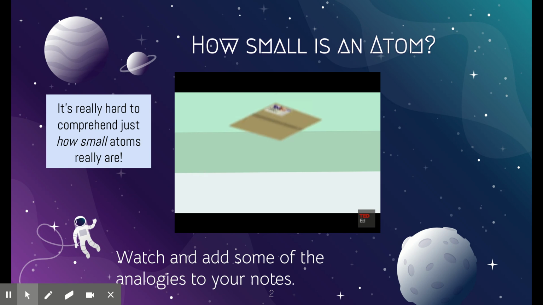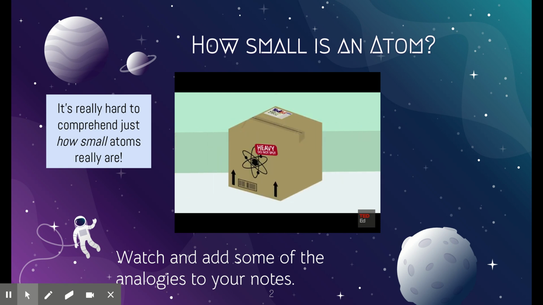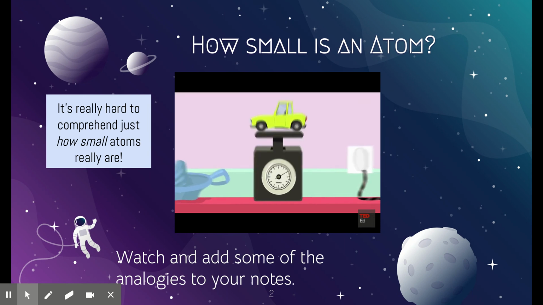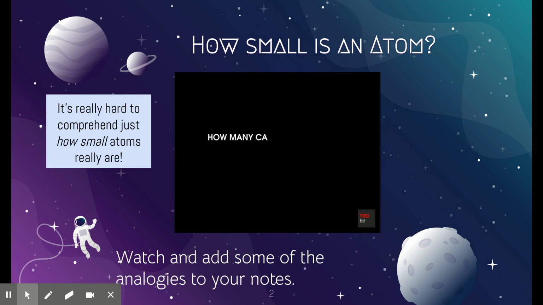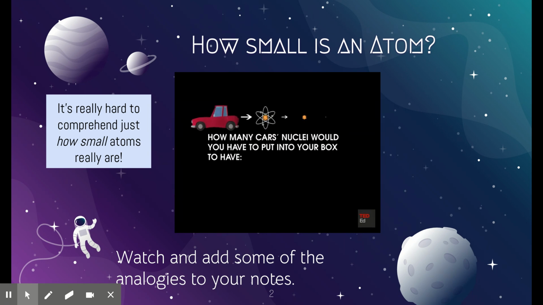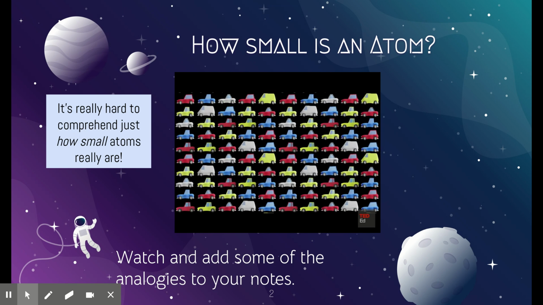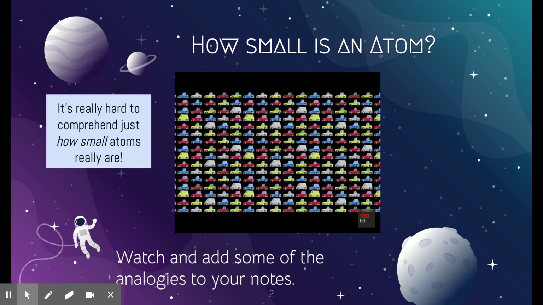Make a box that is 1 foot by 1 foot by 1 foot. And let's go and grab all of the nuclei from a typical car. Now, cars on average weigh 2 tons. How many cars' nuclei would you have to put into the box to have your 1 foot box have the same density of a nucleus? Is it 1 car? 2? How about 100? Nope, nope, and nope. The answer is much bigger.